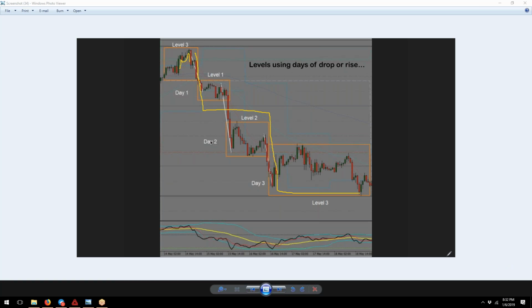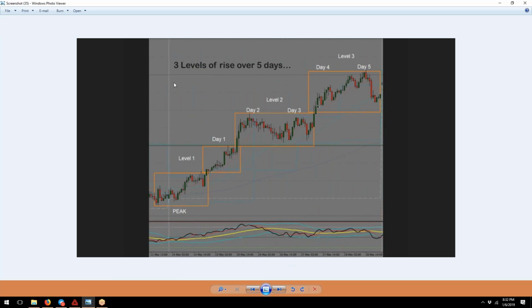So remember my period separators? You can use the period separators. You can go right here, period separator, day 1, day 2, and then day 3 begins. You got 1, you got 2, and you got 3 days. 3 days of drop. You can count the levels that way. When the 3 levels are seen over 5 days.